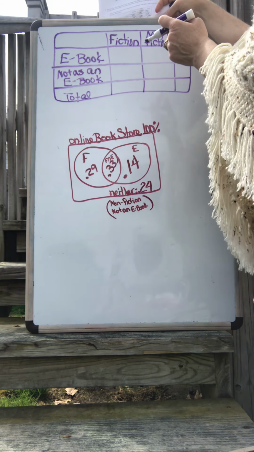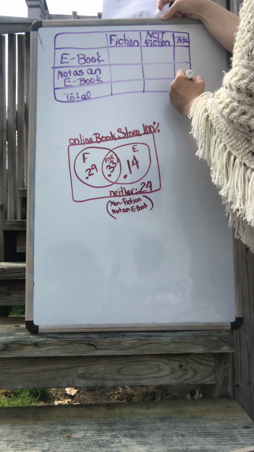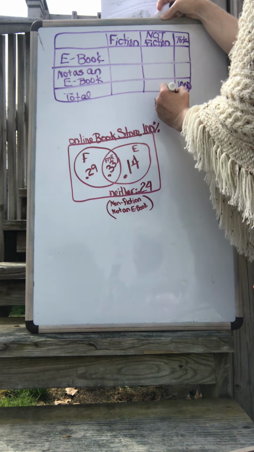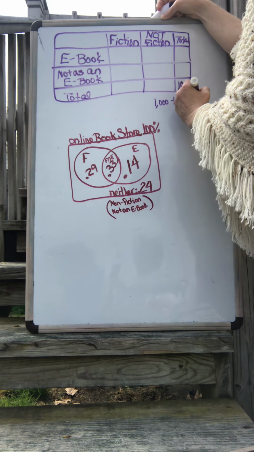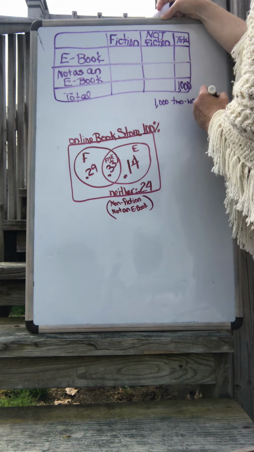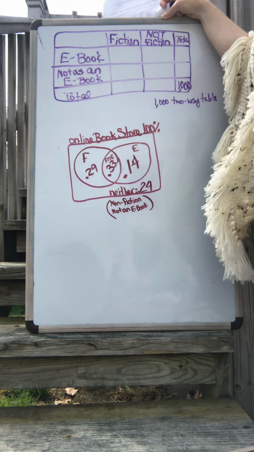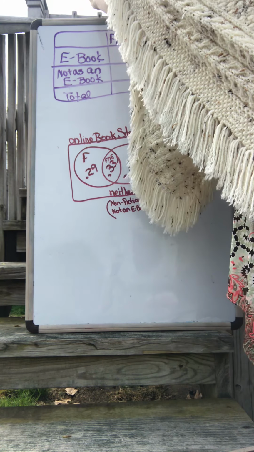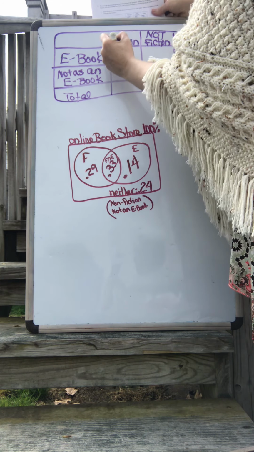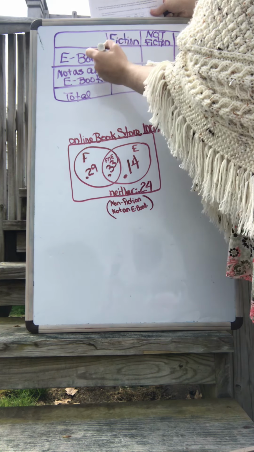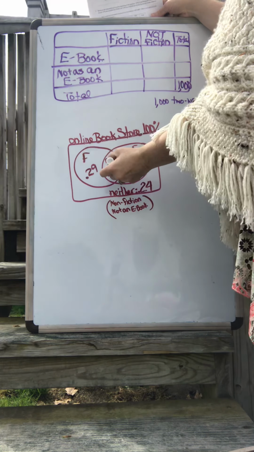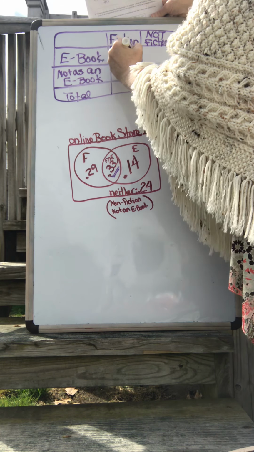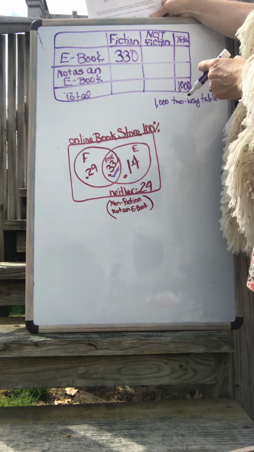Now, one of the things you'll notice is that they put 1,000 here. Now, the reason we use what we call a 1,000 two-way table is because if you take any percent in probability and multiply it by 1,000, it becomes a whole number. So if we talk about the first thing, if I am a fiction book and I'm an ebook, well, that's this guy right here. This is 33%. 33% multiplied by 1,000 gives me 330. So now I'm going to deal with nice numbers and no decimals.